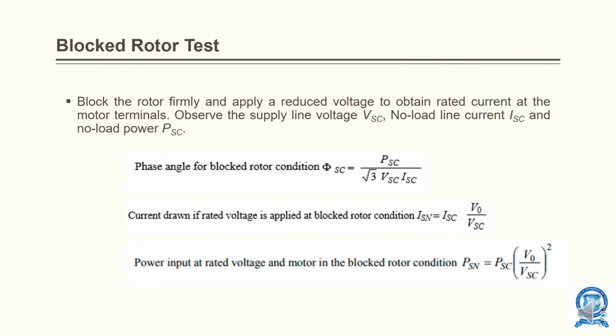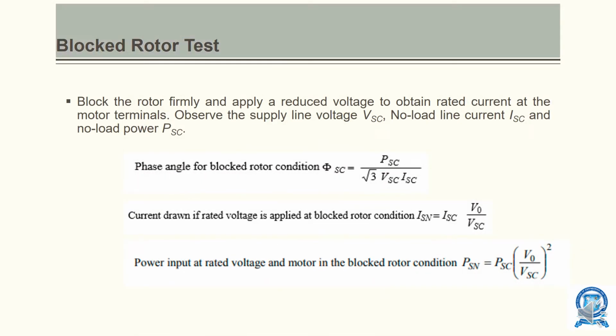Then the blocked rotor test, otherwise called the short circuit test. By conducting the blocked rotor test, the short circuit voltage VSC, current ISC, and power PSC values are obtained. With the help of these, phi SC, the phase angle at blocked rotor condition, is calculated, and the current drawn if the rated voltage is applied in the blocked rotor test, ISN, is equal to ISC into V0 divided by VSC.